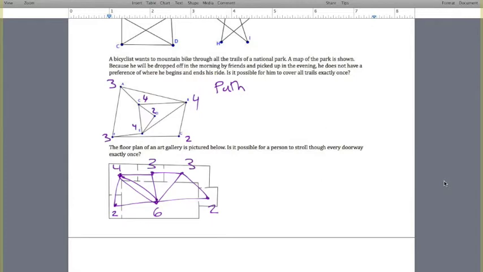So now, is it possible to go through each doorway exactly once? Yes. Will we end where we started? No. Okay, so it's possible, but we're not going to end up where we started. So we're going to need to begin in one of those 2 rooms labeled 3, and then we'll end in the other room labeled 3.